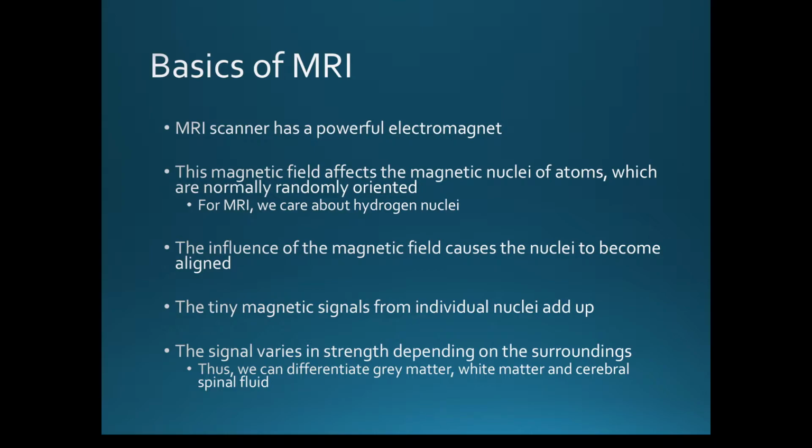The key to MRI is that the signal from hydrogen nuclei varies in strength depending on the surroundings, meaning where is that hydrogen nuclei, what type of tissue is it? And so this can provide a means of discriminating between gray matter, white matter, and cerebrospinal fluid in structural images of the brain.